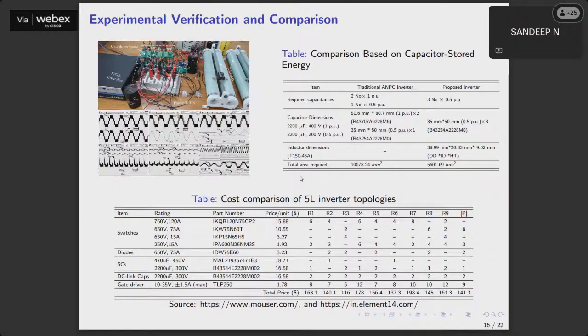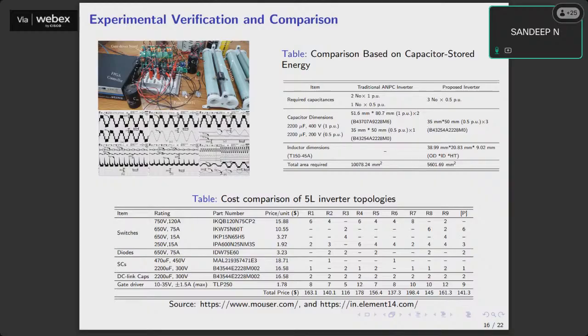Okay. So these are some of the verification and comparison that we did. If we compare with the traditional active neutral point clamp inverter, the area was compared considering the same power rating and the capacitors required, their voltage rating. What we can see is that compared to a traditional ANPC, which is a well-established topology, our 5-level inverter would need an area which is reduced by 50%. So that is going to significantly improve the power density. Okay, that is what this table shows.